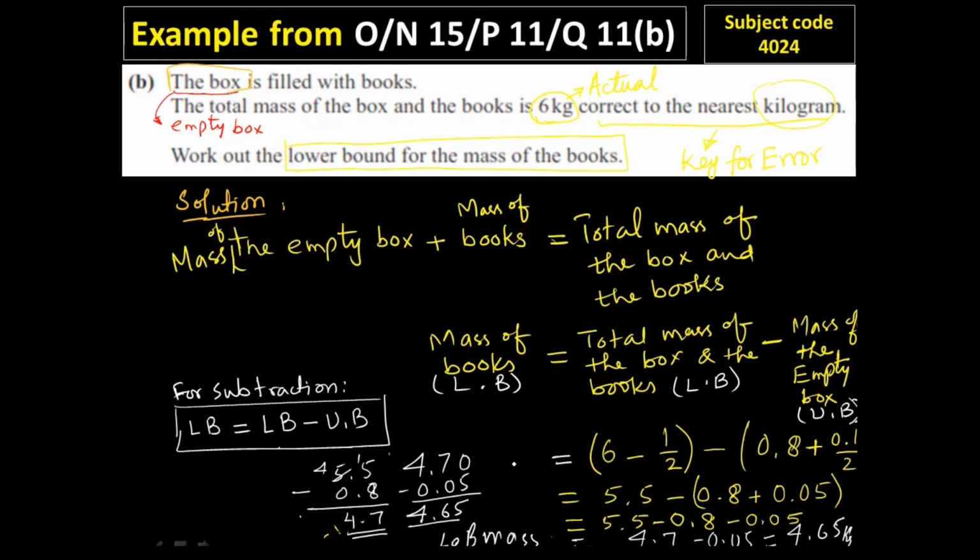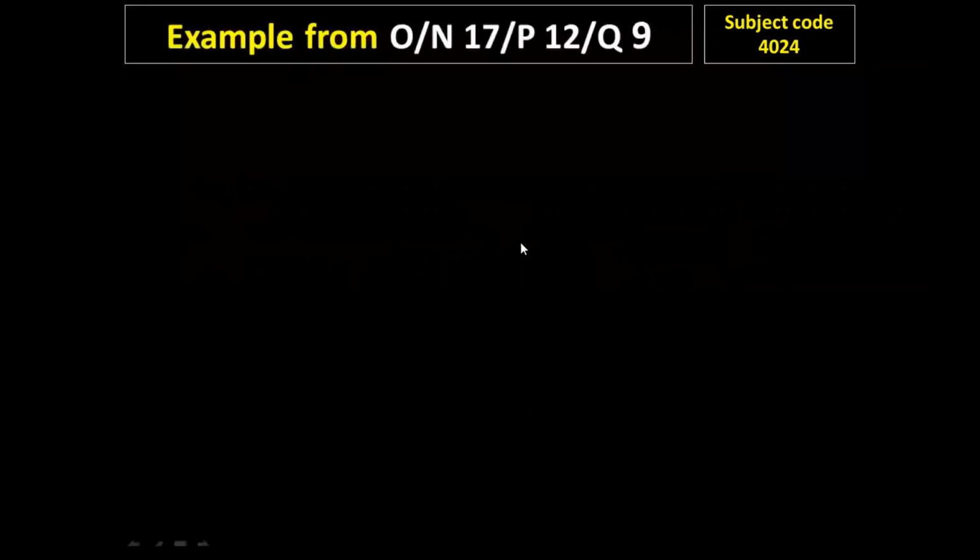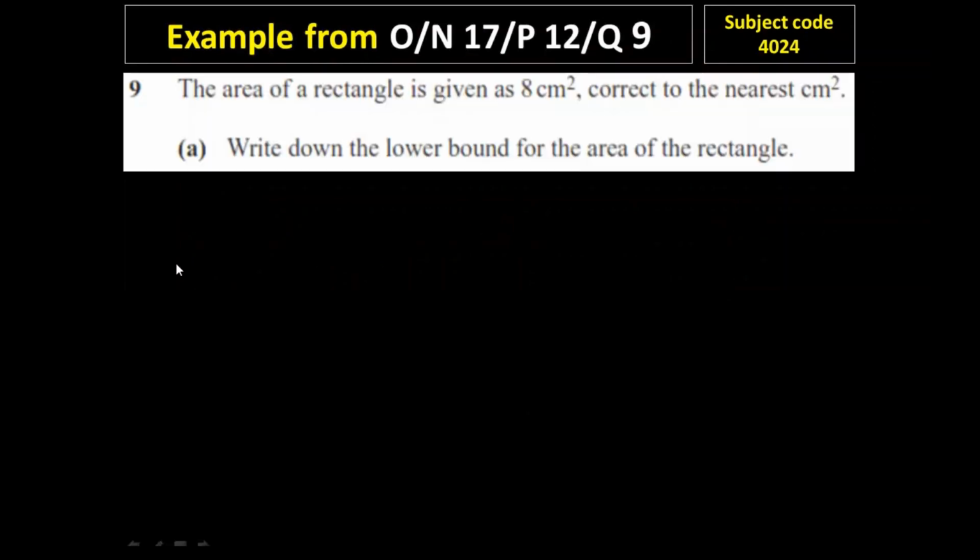Let's take another example for the division case. This is an example from October/November 2017, paper 1 variant 2, question number 9. The area of a rectangle is given as 8 centimeters square, correct to the nearest centimeter square. Write down the lower bound for the area of the rectangle.